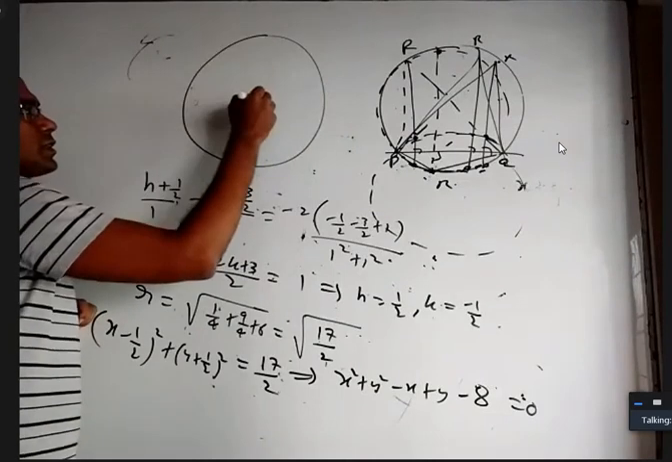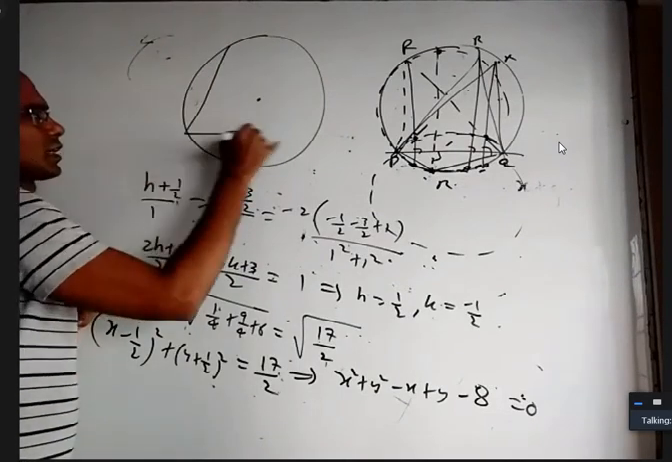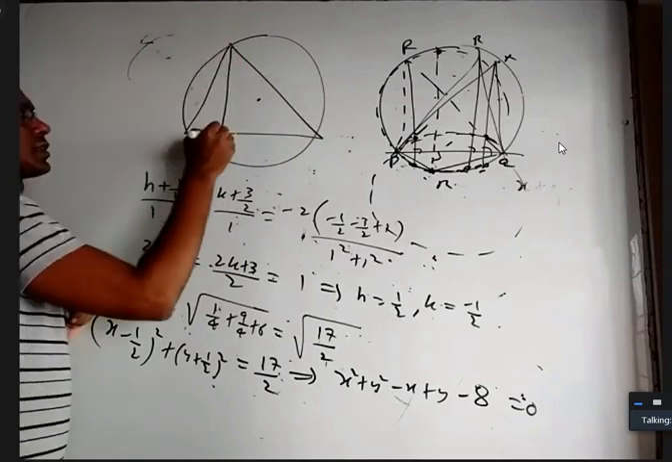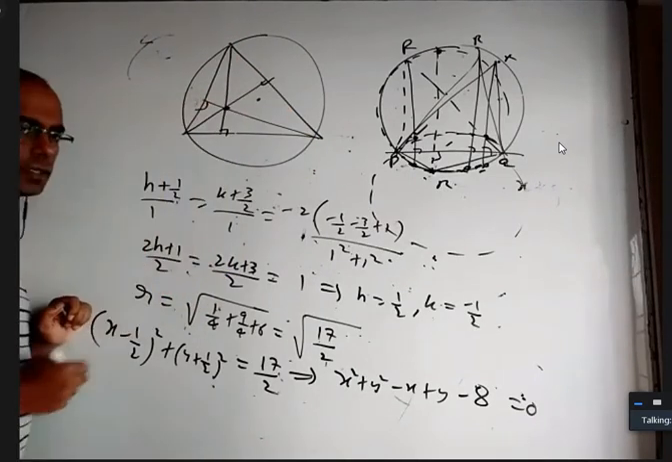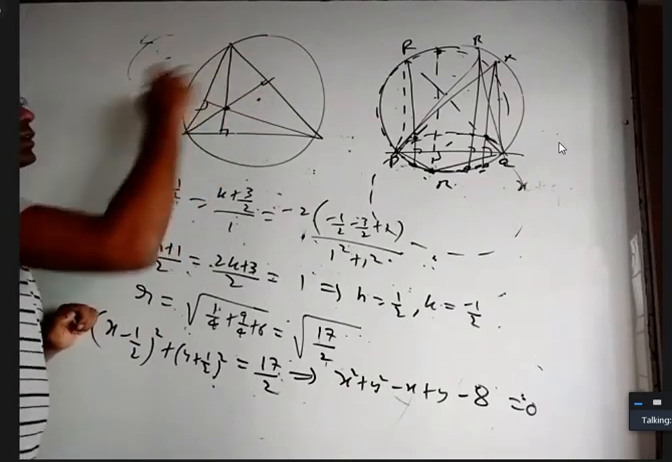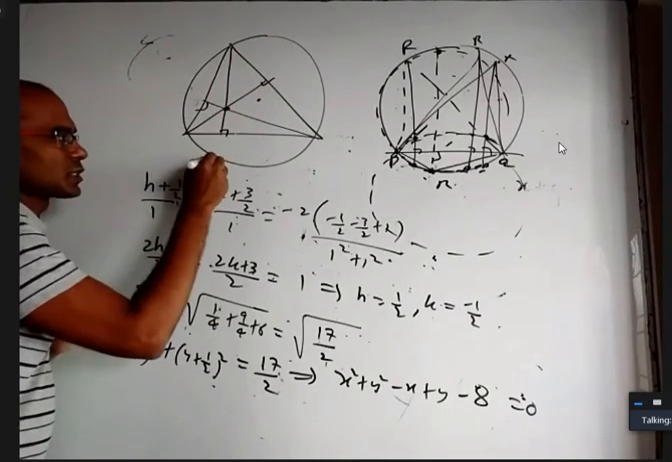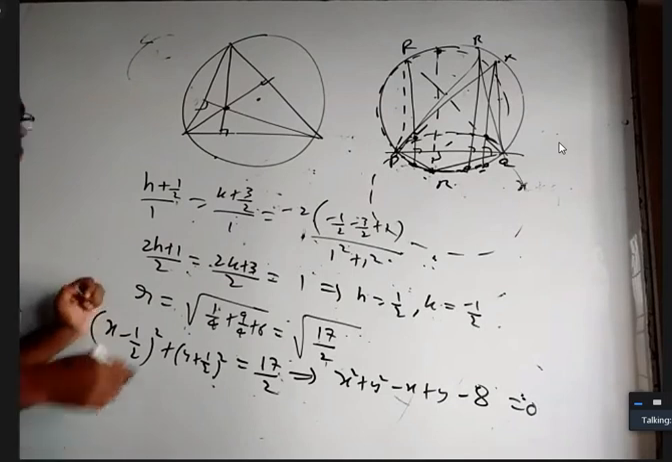Let's say this is a triangle. This is there like this. This is there like this. This is the orthocenter, right? This is the circumcenter. Why are this point and this point images of each other? That's the question you're asking.